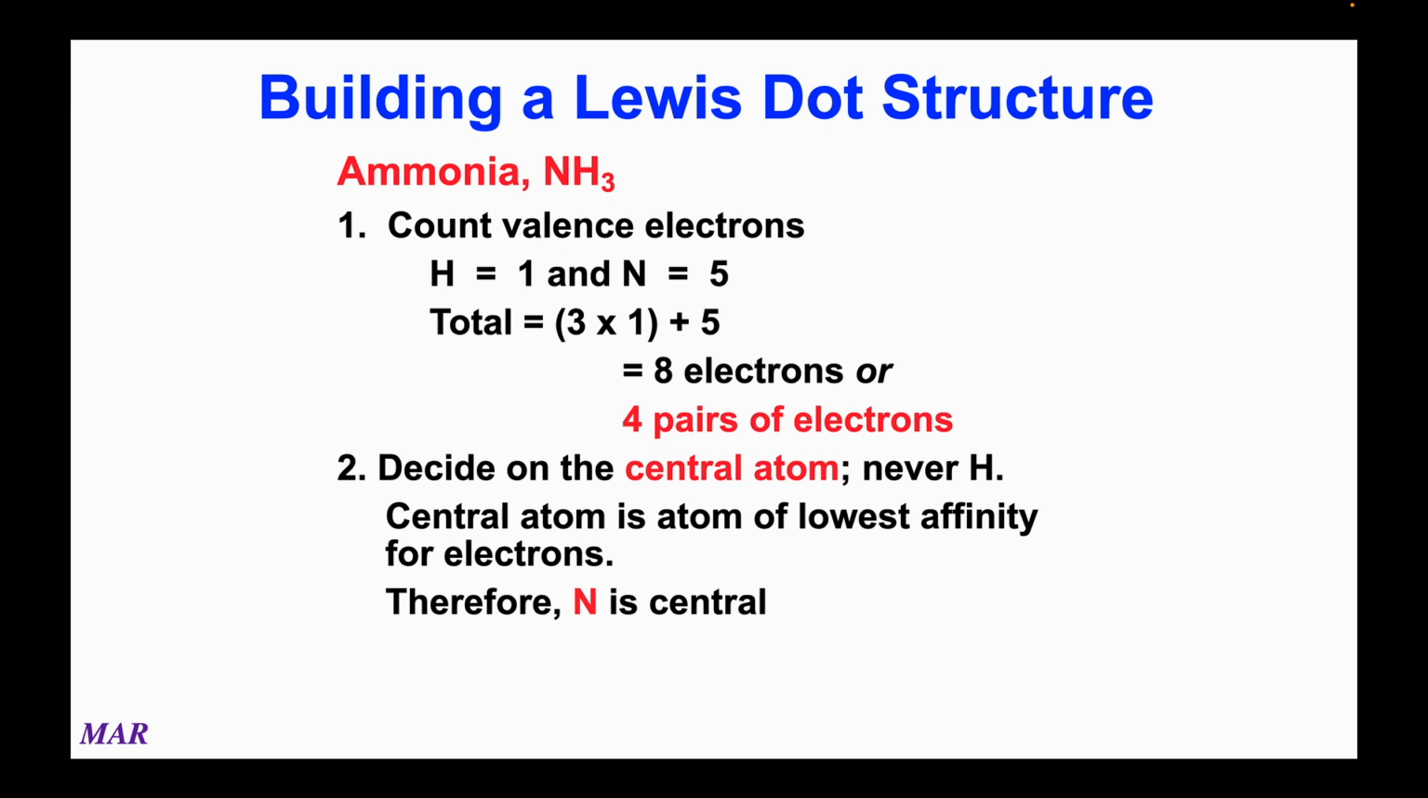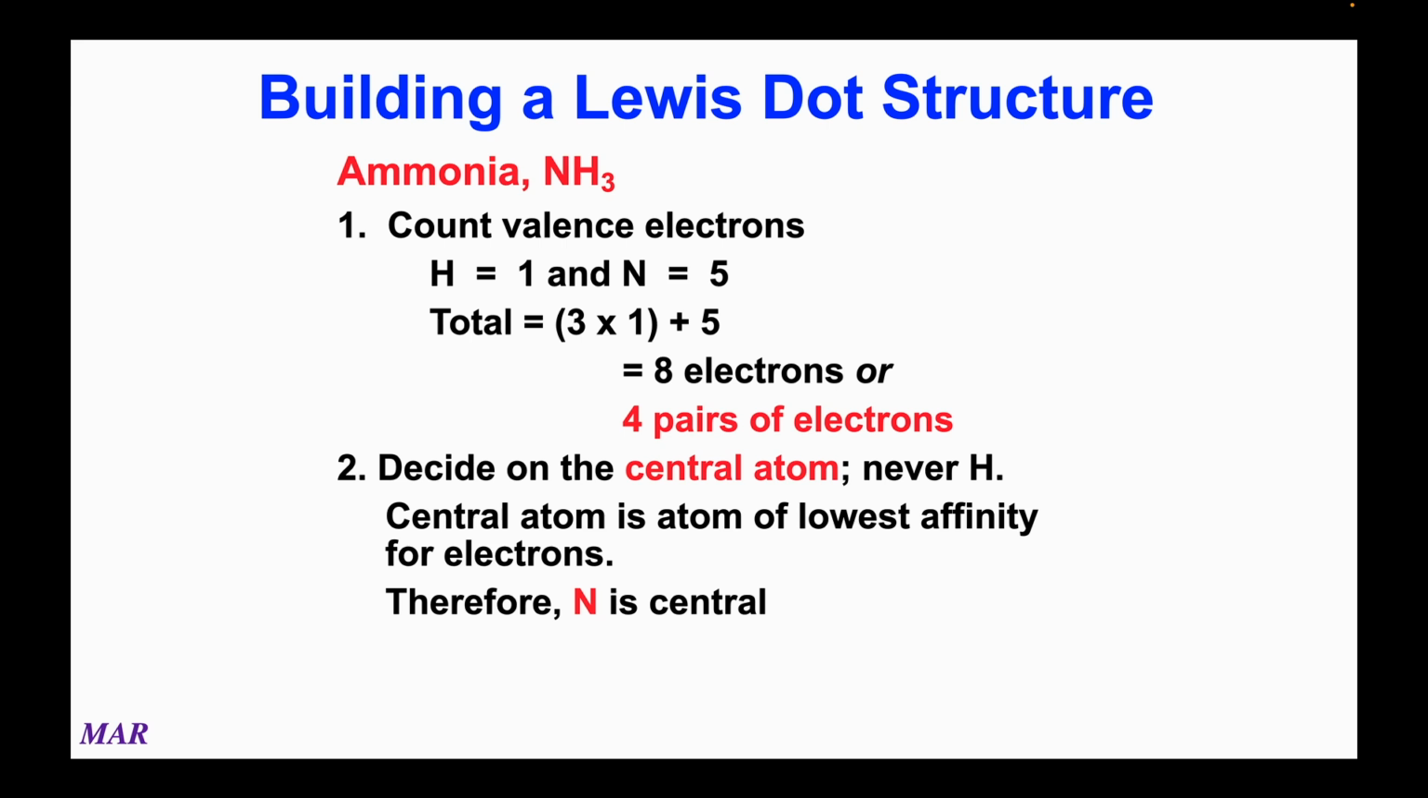The central atom is always the atom which has the lowest interest, if you will, in electrons. Nitrogen's not a fair example here because it doesn't have a competitor. But if you have a choice, you want the one which is less into electrons. We'll talk about this more later. But anyway, because it's usually the central atom, it's going to be the nitrogen here.